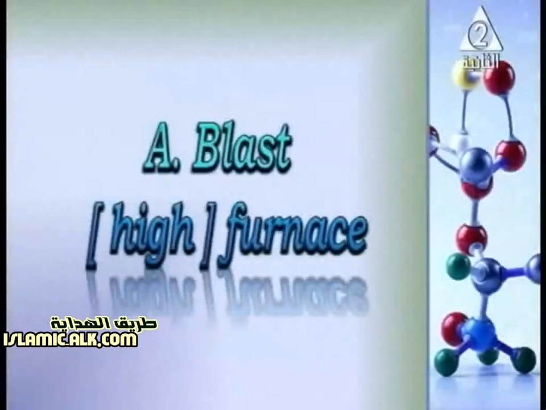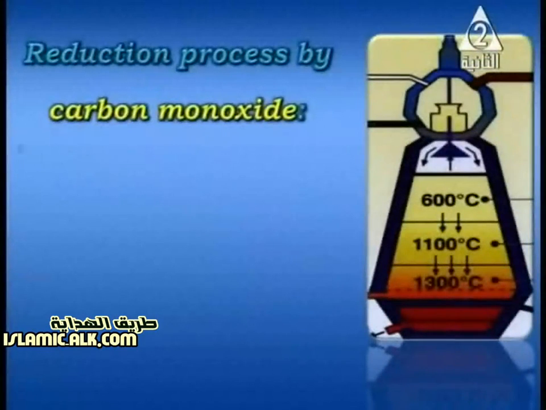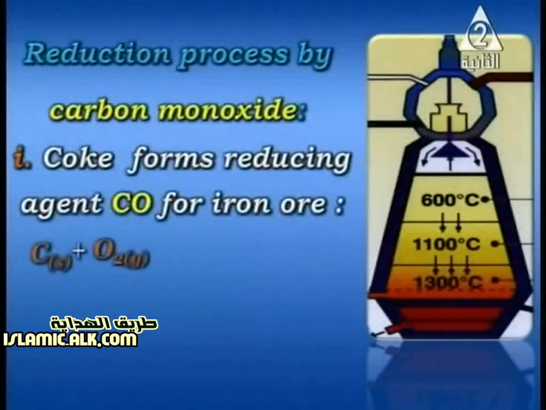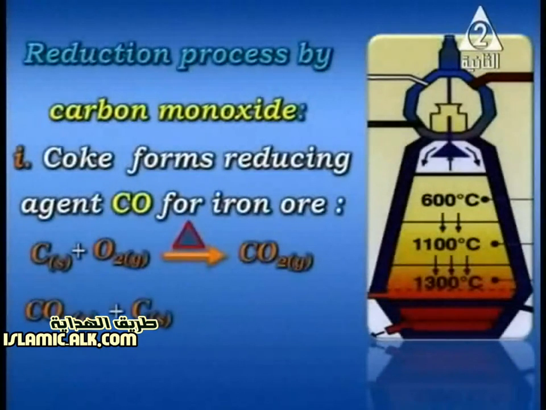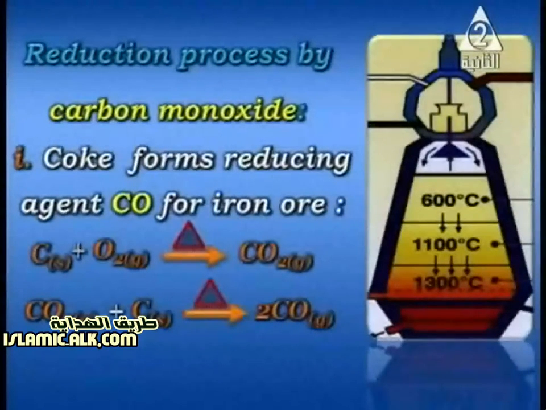In the blast furnace or high furnace, the reduction process by carbon monoxide takes place as follows. The coke forms the reducing agent carbon monoxide, and that carbon monoxide is used to reduce the iron ore, as the following equations show. Carbon plus oxygen by heating gives carbon dioxide. Then carbon dioxide is reduced by the carbon or the coke into carbon monoxide that can be used for reduction of iron ore, as the following animation shows.